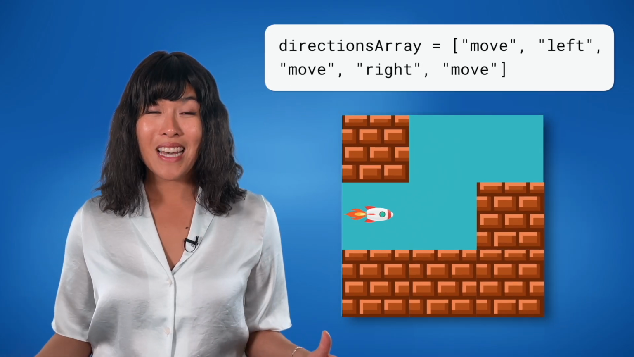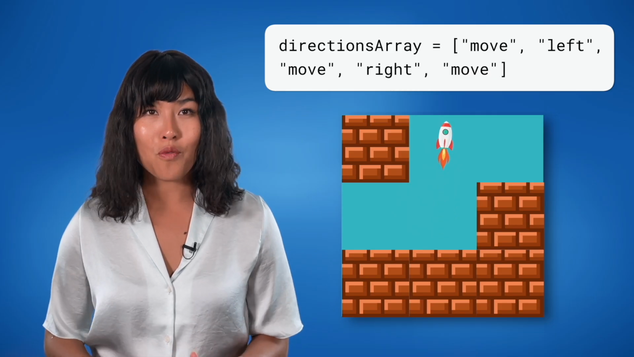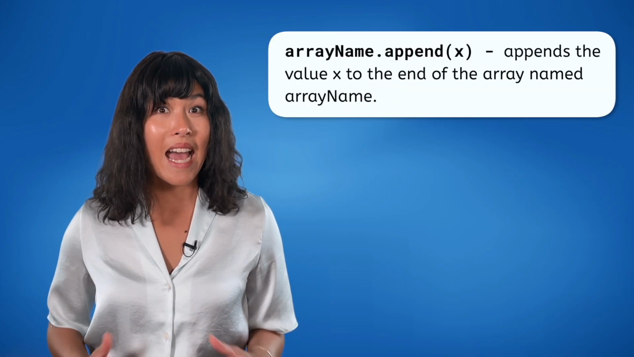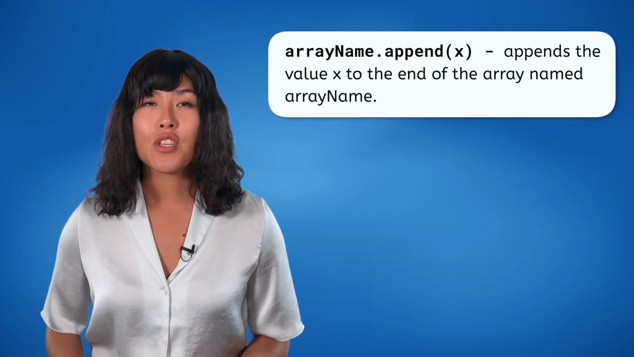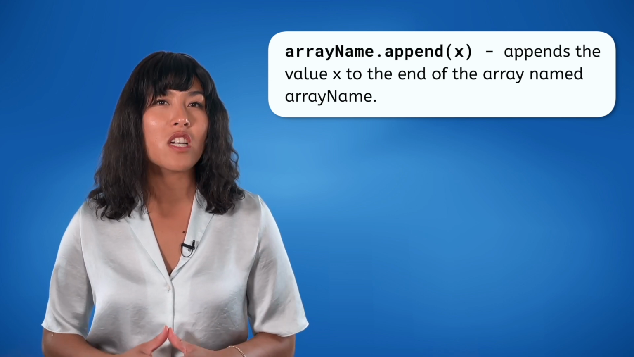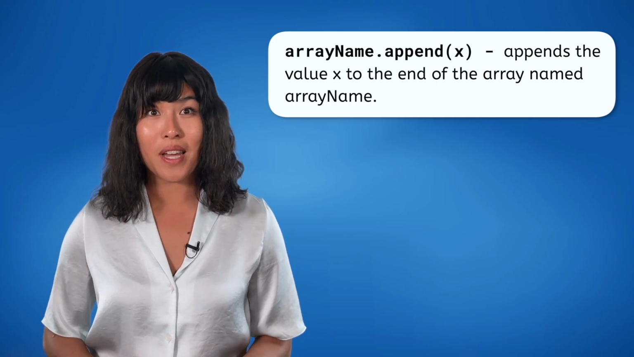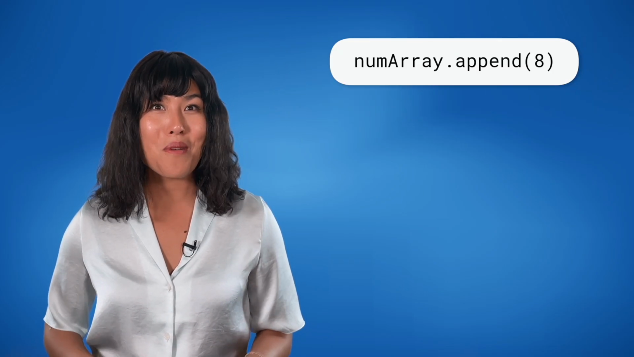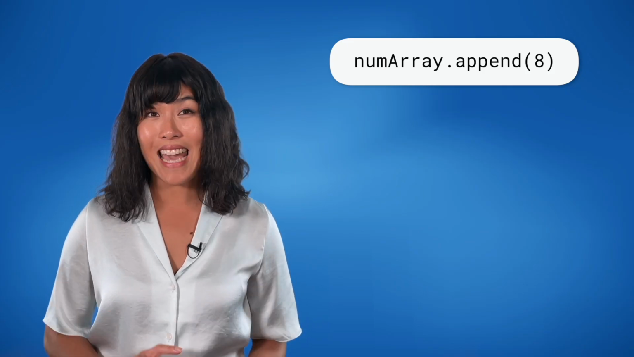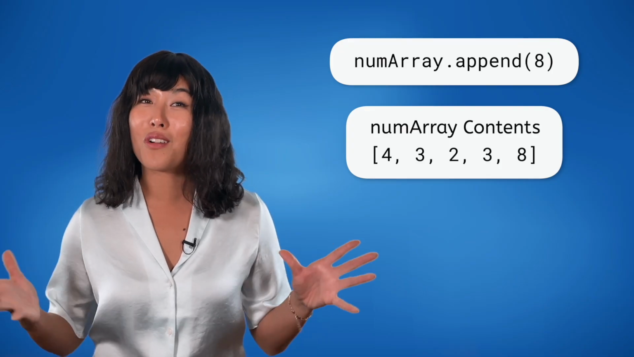Great job! The array we are looking for is move, left, move, right, move. But what if we want to add more data to our array? Well, we can add elements to the end of our array using the append function. For example, if we wanted our number array to add up to 20, we could add the number 8 to it, like this. numArray.append(8). And there it is, the number 8 has seamlessly joined our array.